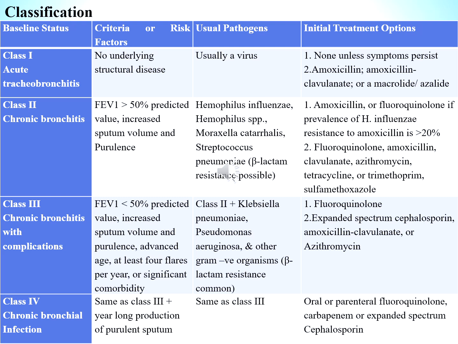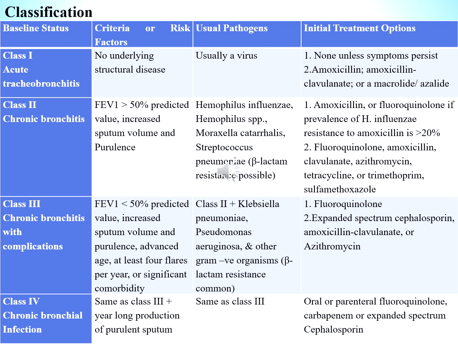In the case of class 2 chronic bronchitis, forced expiratory volume will be more than 50% of the predicted value. In this case, increased sputum volume and purulence will be there. The usual pathogens identified in this stage are Haemophilus influenzae, Haemophilus species, and Streptococcus pneumoniae, that is, beta-lactam resistant species. Initial treatment will be amoxicillin, or fluoroquinolone if the prevalence of Haemophilus influenzae resistant to amoxicillin is there. Then fluoroquinolone, amoxicillin-clavulanate, azithromycin, tetracycline or trimethoprim-sulfamethoxazole is given.